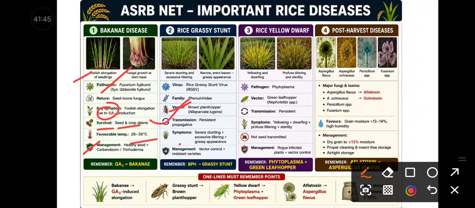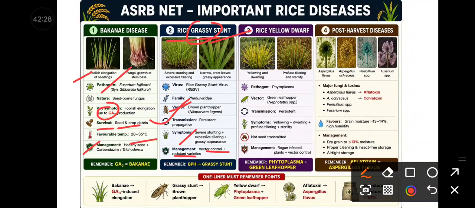Major symptoms include severe stunting, excessive tillering, and grassy appearance. The virus disease name itself suggests that grassy means excessive tillering is there. Stunt means it is definitely causing stunting. Most viral diseases cause yellowing, excessive tillering and stunting. These are very common symptoms for most viral diseases. The best management practice for viral disease is vector control and use of resistant variety if available, or you can go for tolerant cultivars.